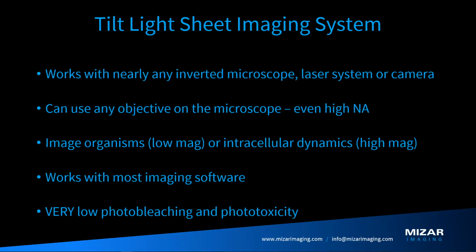And finally, the tilt has very, very low photobleaching and phototoxicity. If you recall from our talk yesterday, we use a fixed sheet and not a scanning sheet. That allows us to have a very, very low photon density within our sheet that minimizes the probability of forming the triplet state, which reduces bleaching and toxicity significantly.